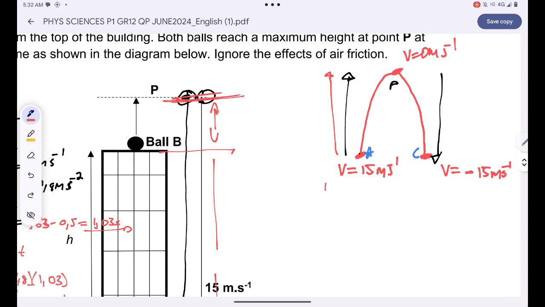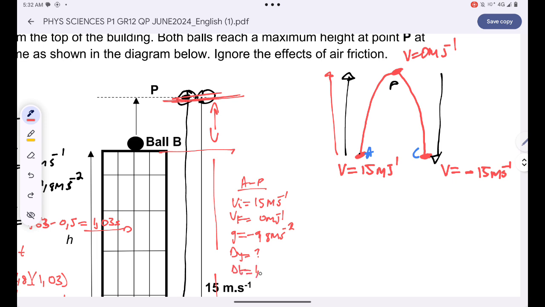For ball A, let me write this. For ball A, I'm moving from position A to position P. The initial velocity, let me write over there so that I'll have room. I'm moving from A to P. The initial velocity is positive 15 meters per second. Final velocity, that's 0 meters per second. Acceleration, negative 9.8 meters per second squared. Delta y, that's what I'm looking for.